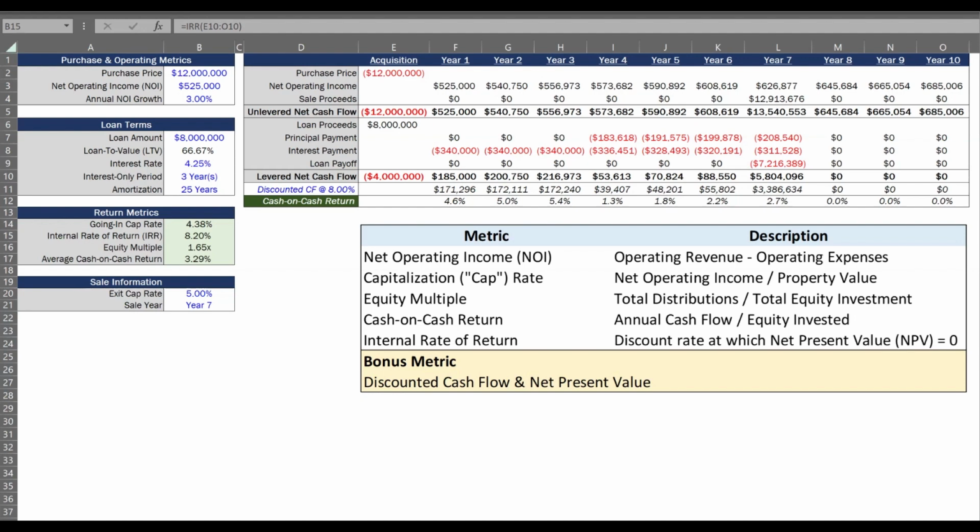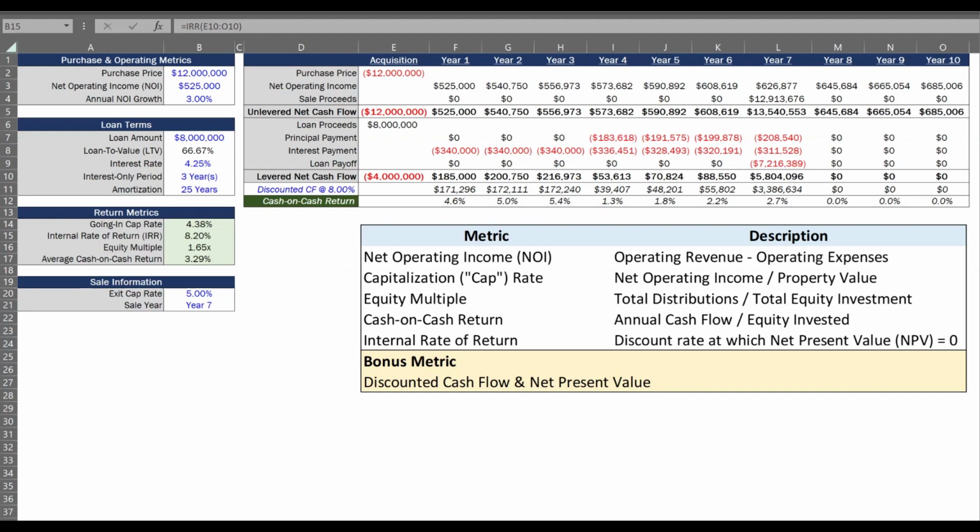Now we're going to jump into a bonus topic, and this one is more complicated, but it is also essential for understanding real estate investing, specifically in private equity real estate. So let's talk about discounted cash flows. And first, let me talk about the basic premise of discounted cash flow.